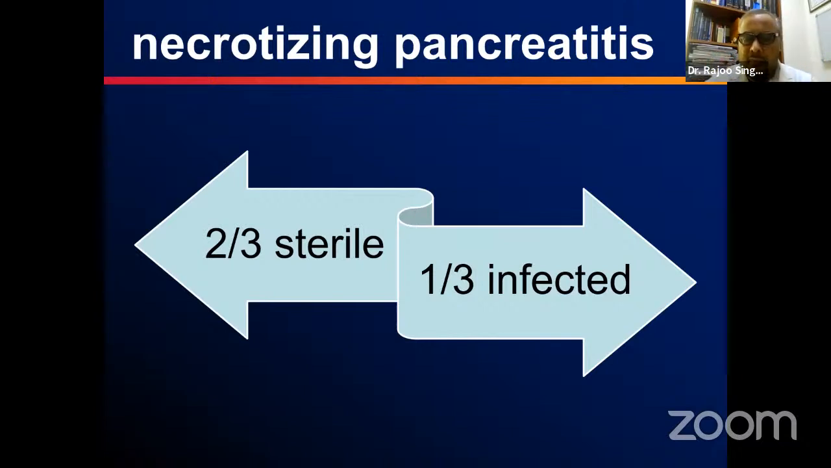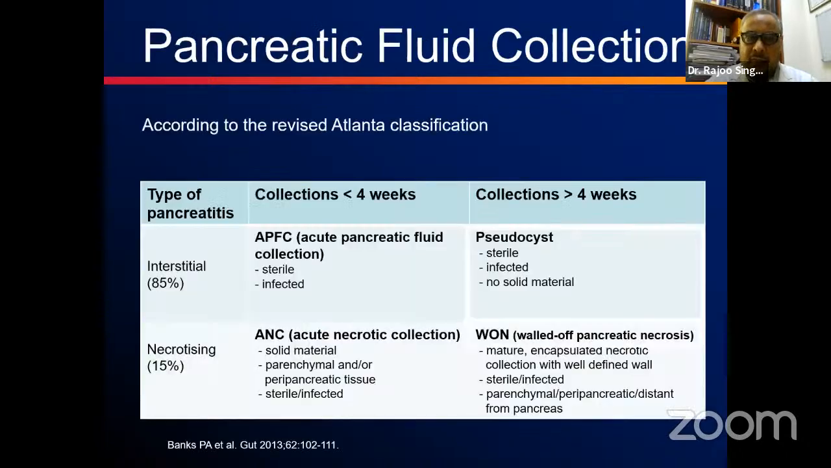Two-thirds will be sterile and only one-third will be infected. And it is this one-third of infected area of pancreatitis which causes the problems.